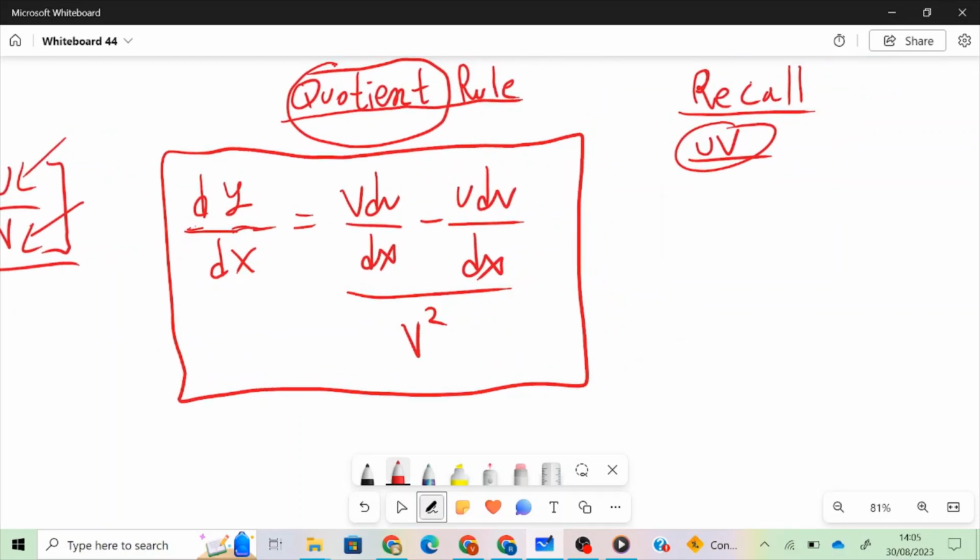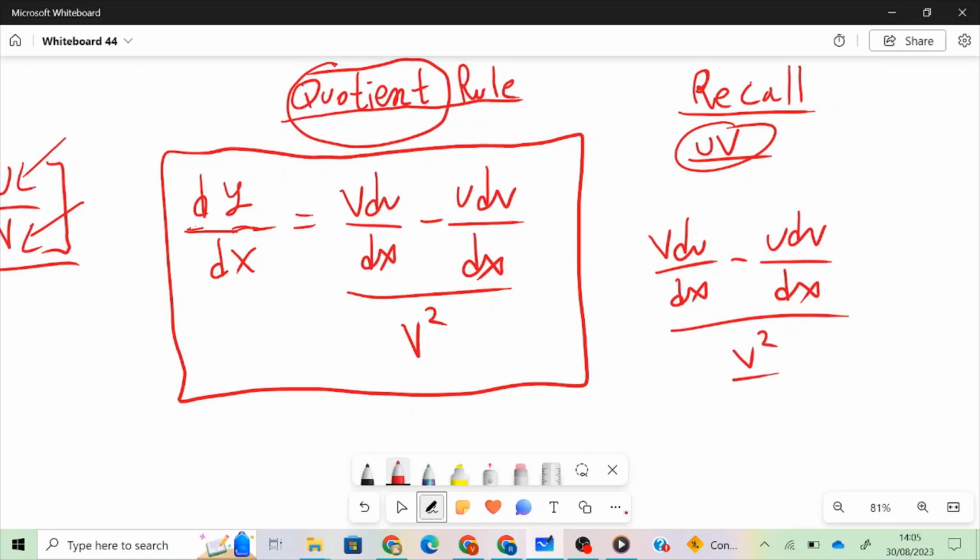Not exactly, it's just that in the product rule we have v du dx plus u dv dx. So to go from the product rule formula to the quotient rule formula, we just change the plus to a minus, and we have that as the numerator, and we add a denominator, which is v squared. So if it helps you to remember that way, you can go by that as well.